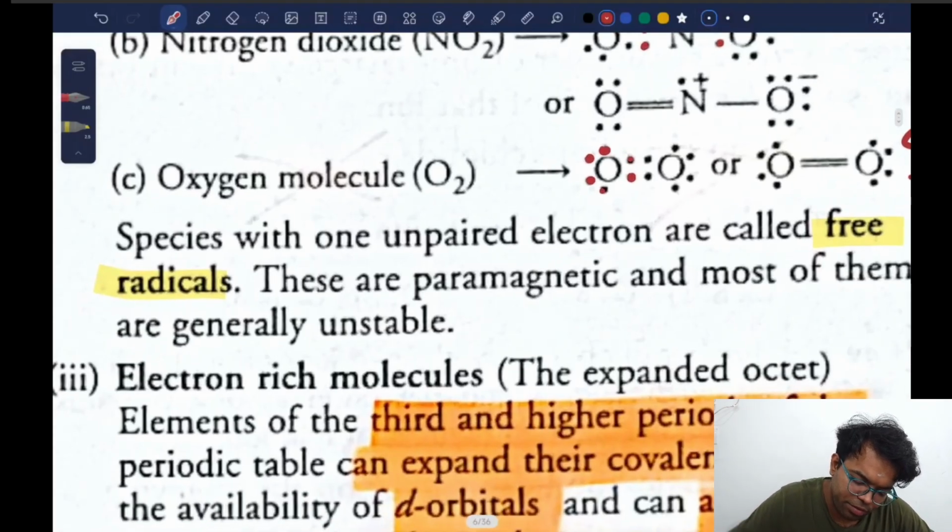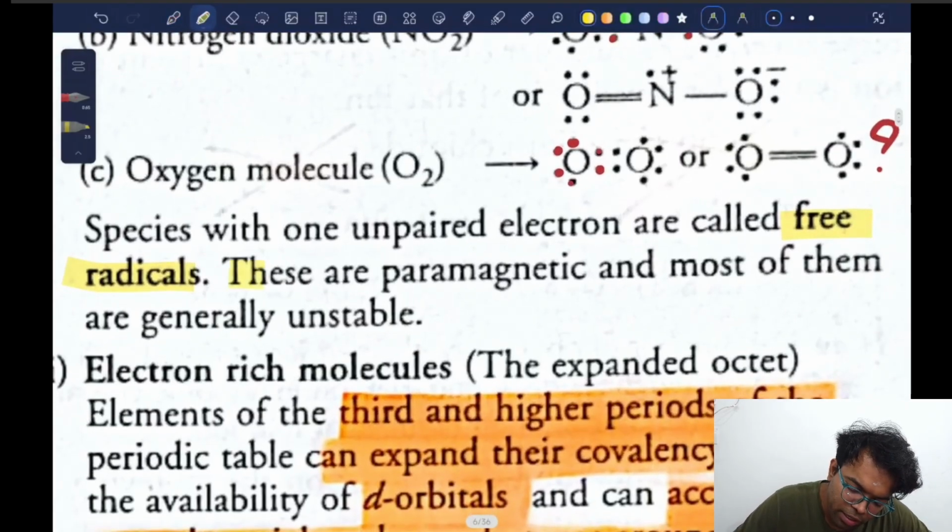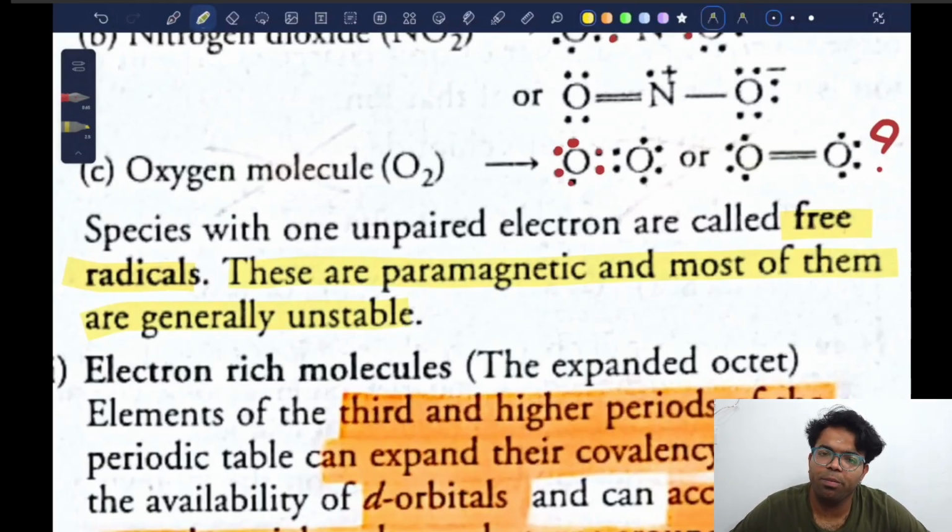Now, next, these are paramagnetic, and most of them are generally unstable. You know what paramagnetism is, Drupat? Paramagnetism means having unpaired electrons. If you have unpaired electrons, that means you are paramagnetic. You show magnetic behavior when you're kept in the presence of a magnetic field. We'll learn more about this in the later classes.